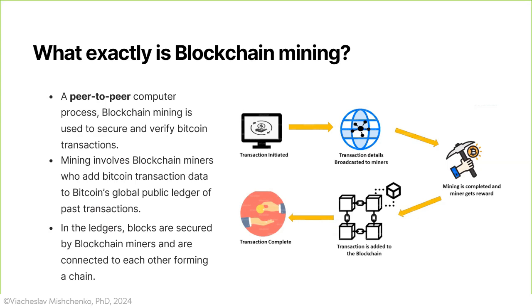If you look at the bottom of the diagram, you can see how the verified transaction gets added to the blockchain, creating that permanent, unalterable record. And finally, the transaction is marked as complete and represented by the handshake icon here. What makes this system particularly brilliant, in my experience, is how it creates a self-sustaining cycle where miners are incentivized to maintain the network security through the reward system.